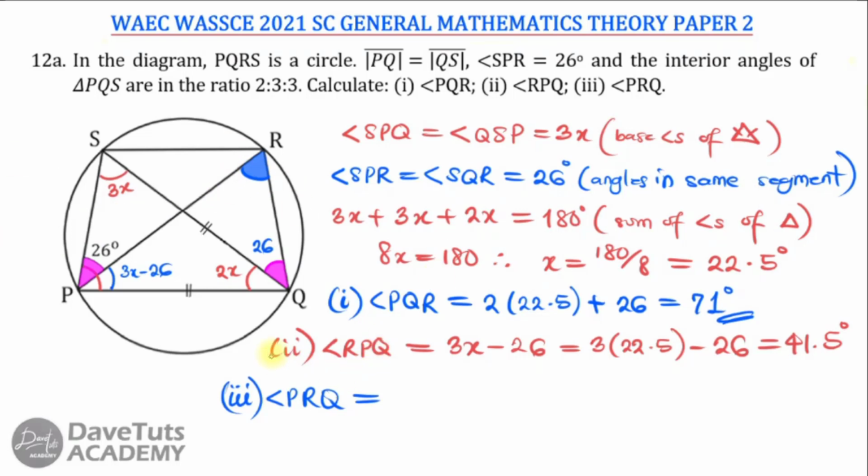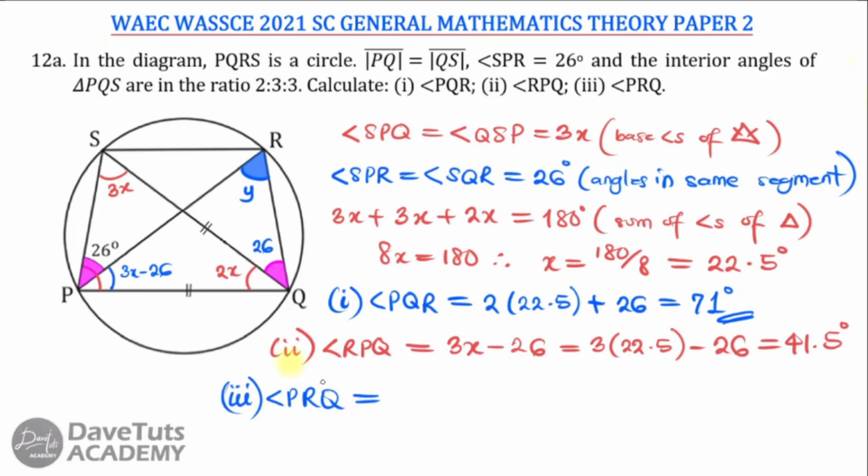And now there are many ways you can go about this, but two that I'm seeing clearly. In the first case, you can sum the angles in this triangle PRQ. Calling this angle y, y plus 26 plus 2x plus 3x minus 26, the sum of the angles in this triangle, will be 180, and then you can get y since we have x already, and that will be fine.